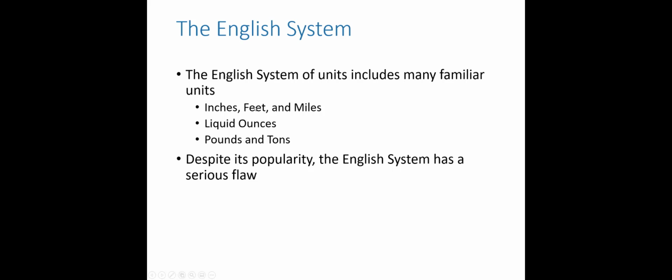For example, inches to feet. There are 12 inches in a foot. Okay, let's go to the next unit up. Feet to yards. Well, there are 3 feet in 1 yard. What about miles? Well, there's 5,280 feet in a mile.